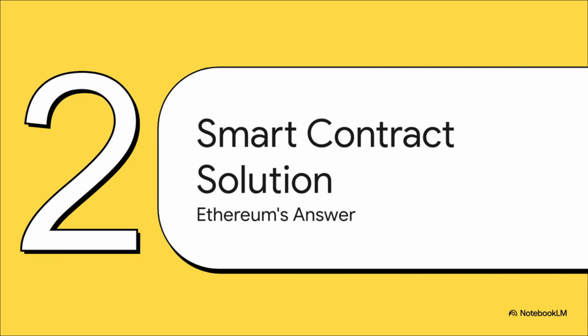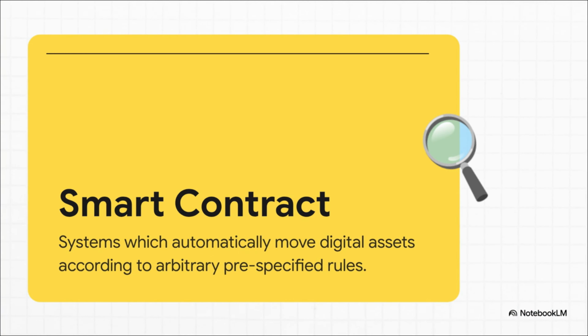So yeah, those limits weren't a bug. They were a feature of Bitcoin's design. But they created this huge gaping opportunity for something more. And that something was Ethereum, a platform built from day one to tear down those walls and become a global computer for smart contracts. So what exactly is a smart contract then?